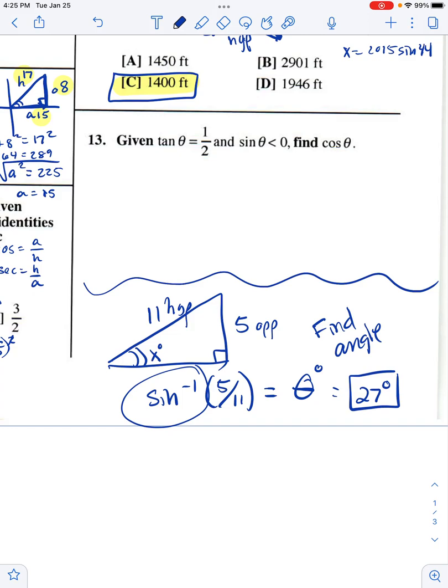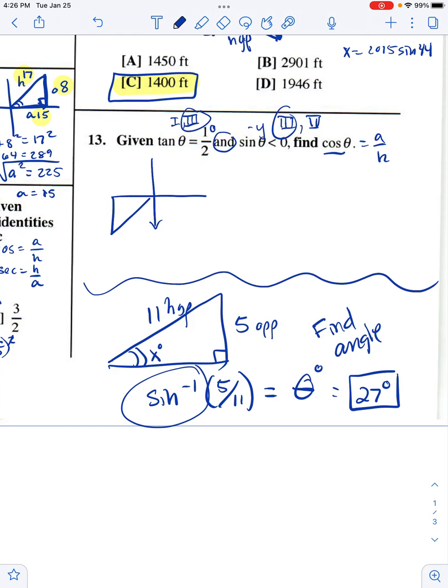Okie doke. So what do we have going on here? Tangent's a half. Okay, so tangent is a half, has to be either in quadrant 1 or 3 because that's where tangent's positive. And then it's telling me the y is negative. Well, the y is negative on the bottom part. So that's going to be in 3 or 4. So since it has to be both things, I'm going to be drawing my triangle into quadrant 3.